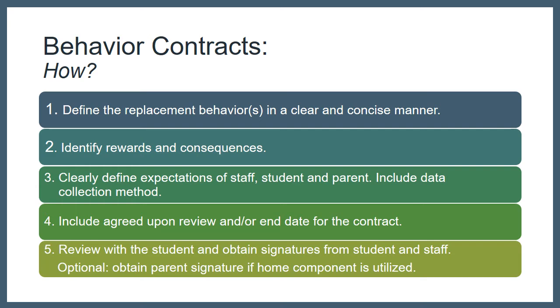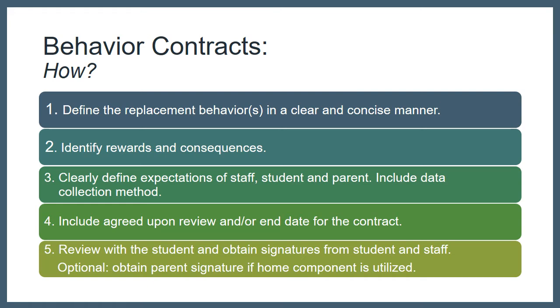First, define the replacement behavior or behaviors in a clear and concise manner. Next, identify meaningful reinforcement or rewards, as well as clear consequences for undesired behavior. After the replacement behaviors, meaningful rewards, and clear consequences have been identified, it's essential to define expectations of all involved stakeholders, the student, staff, and family.